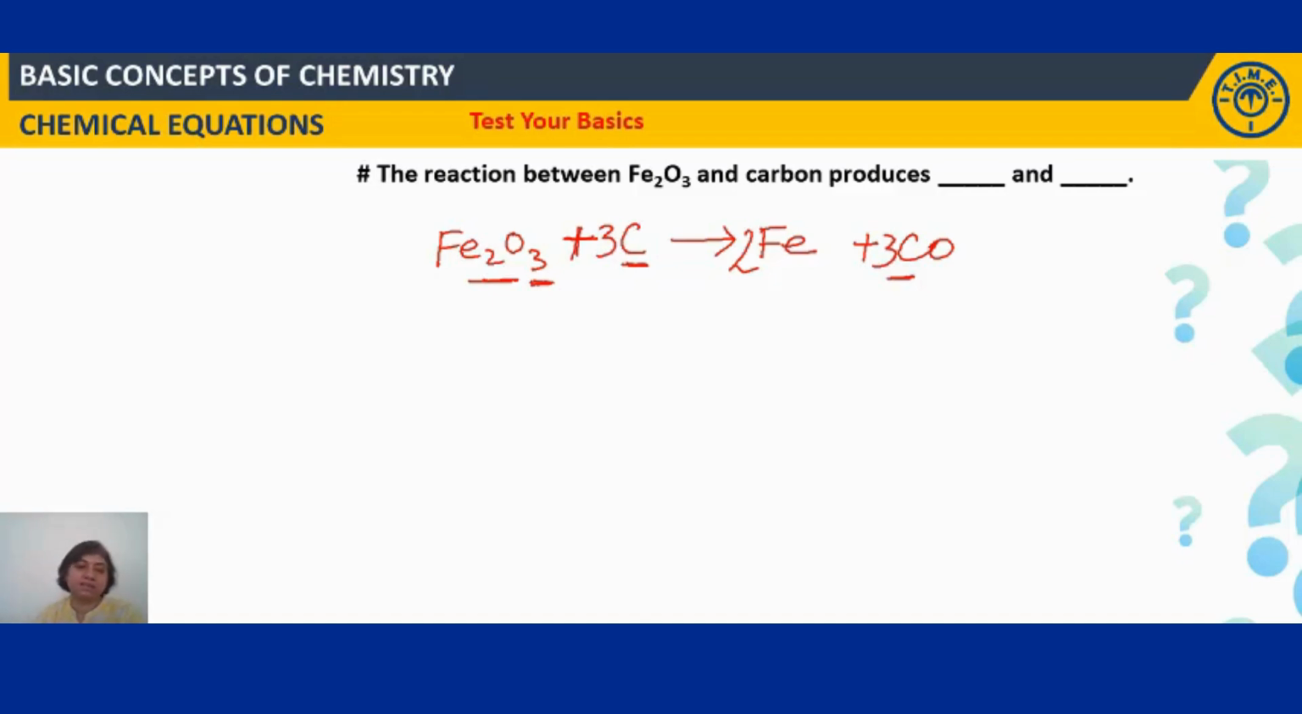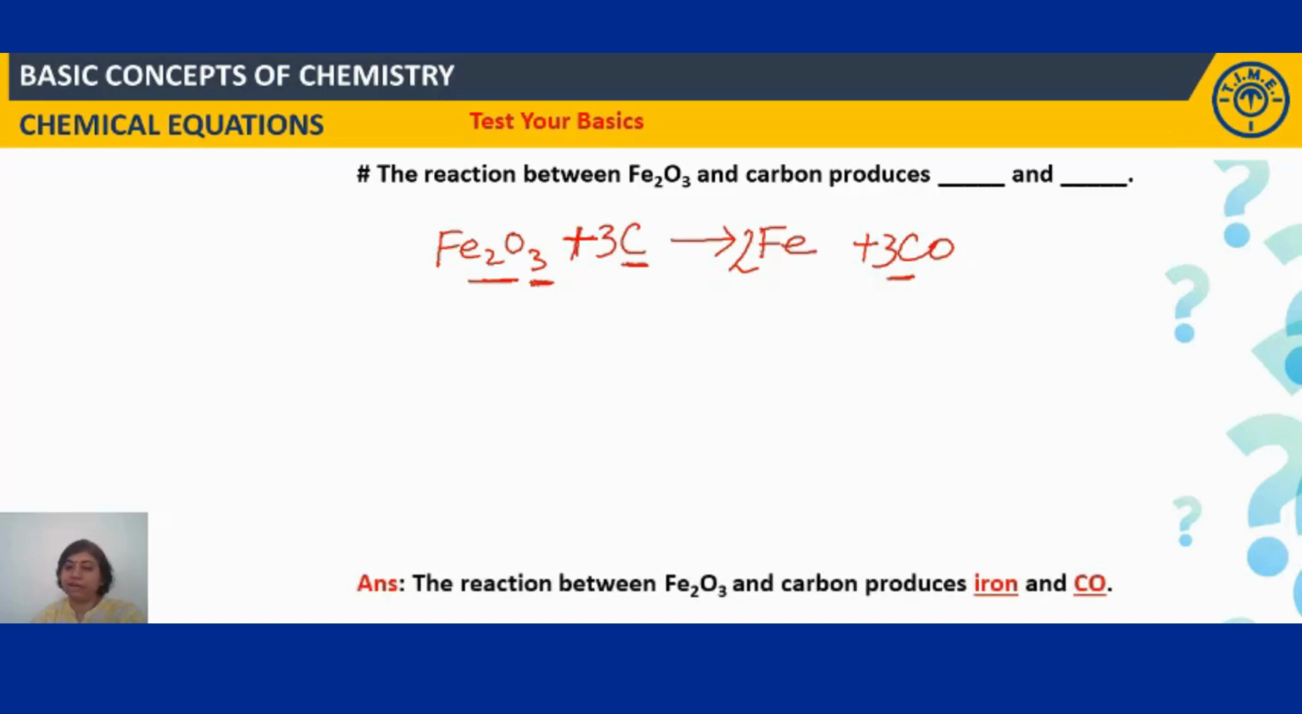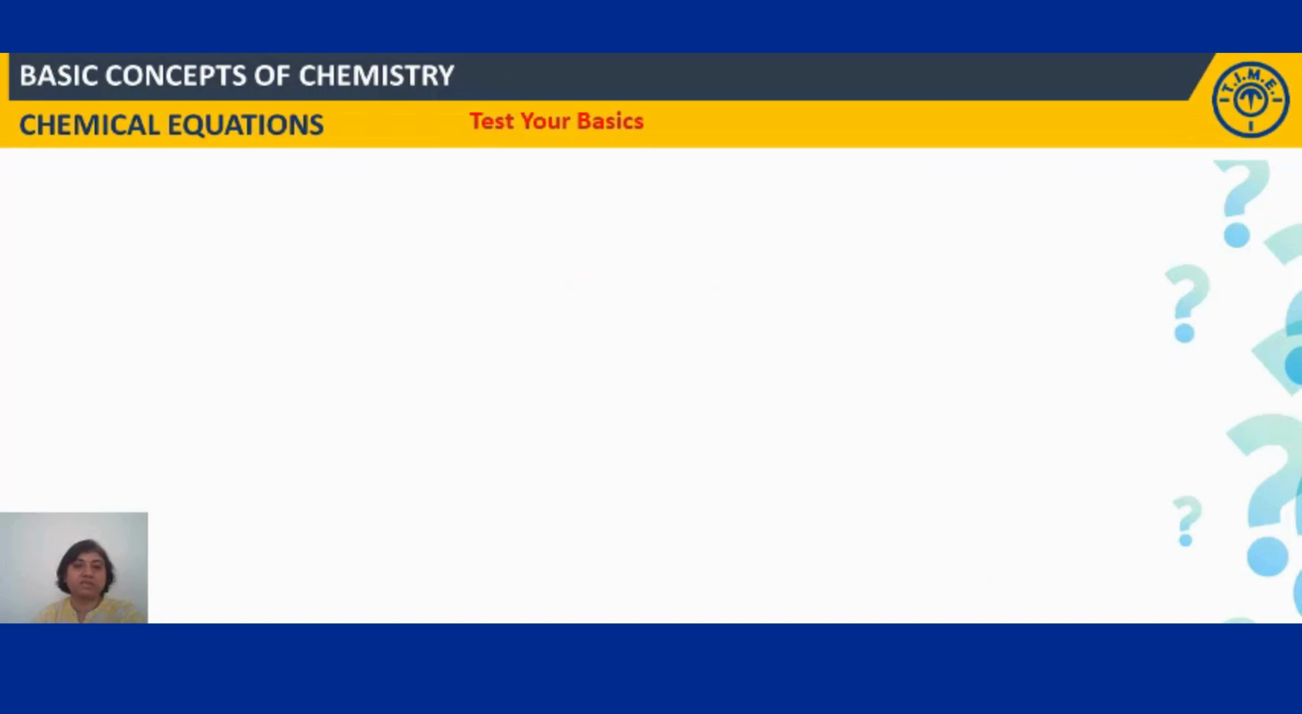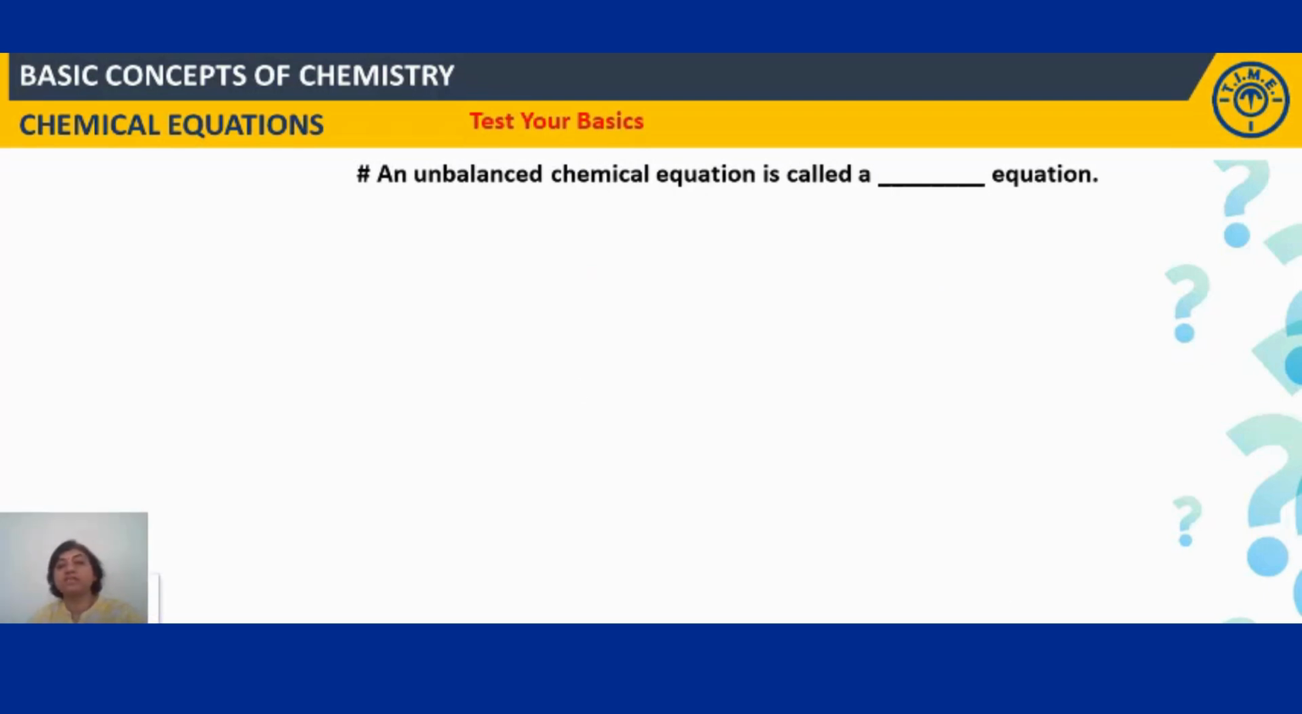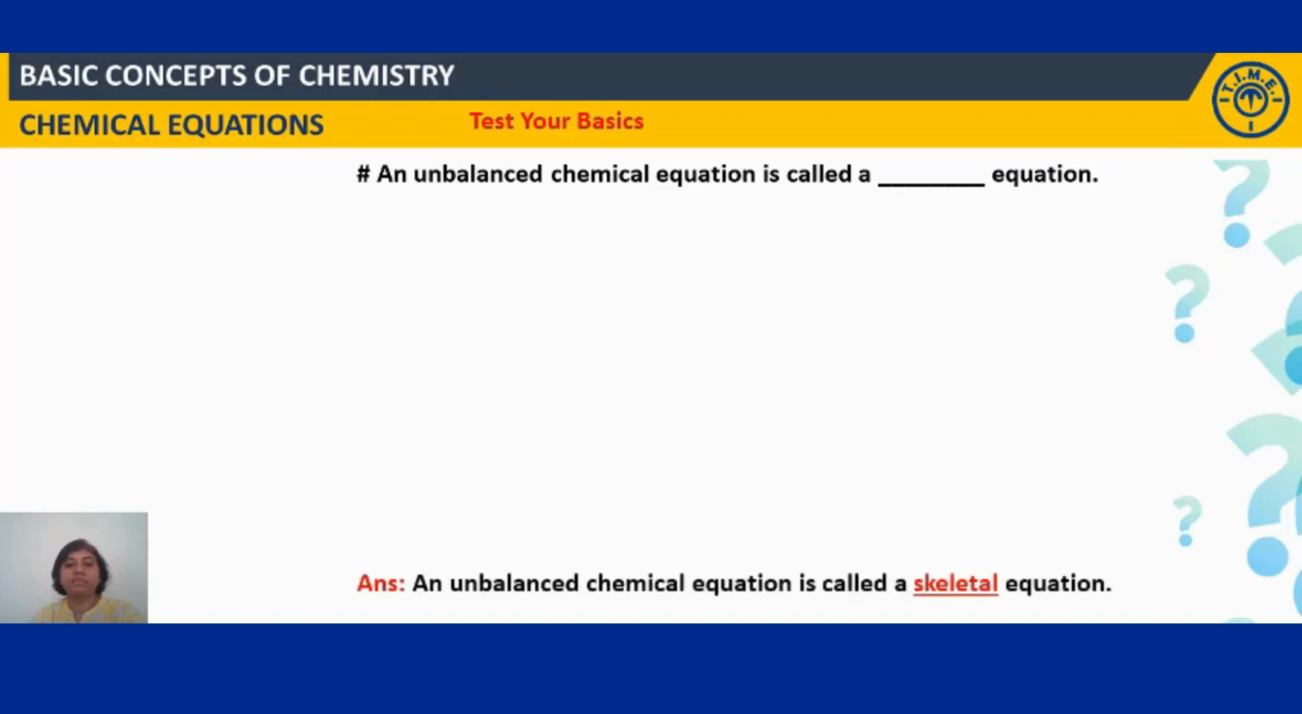Are you done? Yes. Okay. So iron and carbon monoxide. Fine. We'll move on to the next question. An unbalanced chemical equation is called. It is a very simple one. You must know about it. What is that called? Before balancing, the chemical equation is called skeletal equation. After balancing, it is called balanced equation. So it is skeletal equation. Let us see the answer. An unbalanced chemical equation is called skeletal equation. Fine. Now let's move on to the next question.